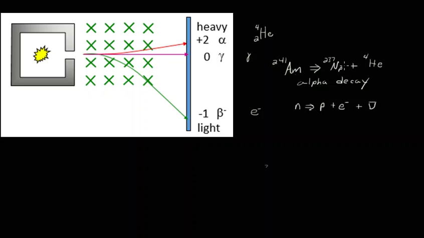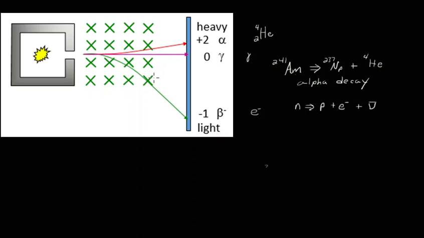Now eventually neptunium is going to decay too because it's also too big, and it will do some kind of decay at the same time. All right, but what we want to talk about is something different. We want to talk about what they noticed as these things came out through the magnetic field.